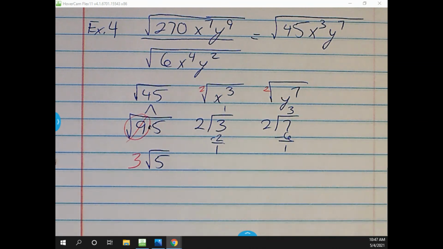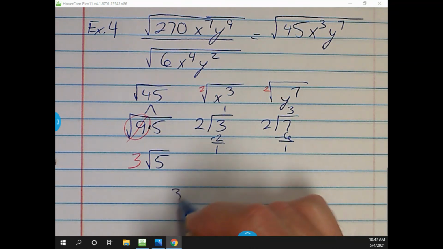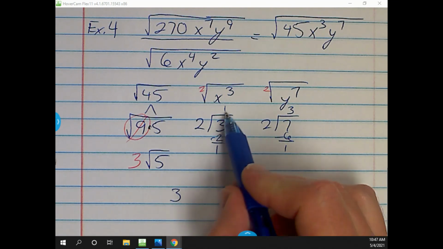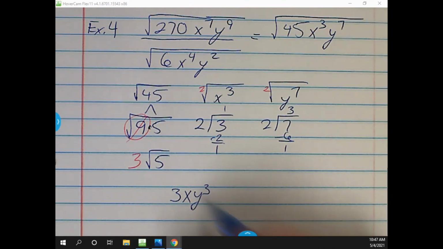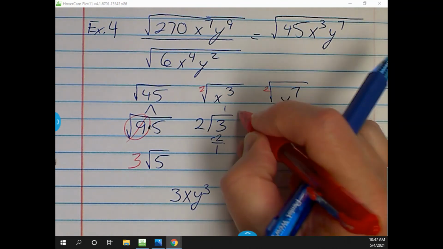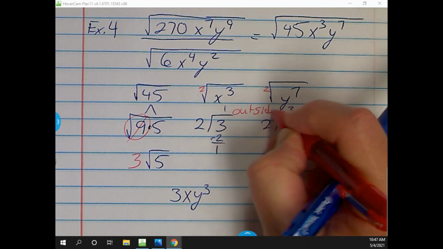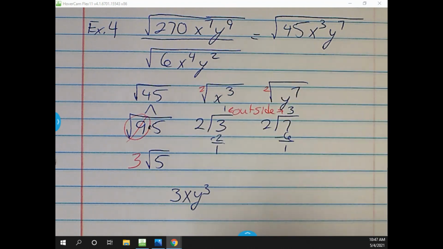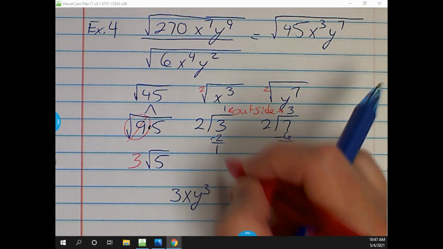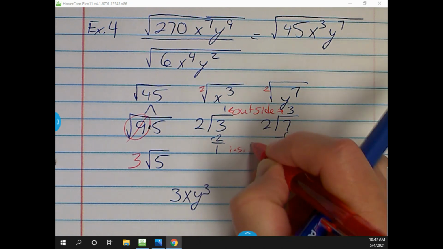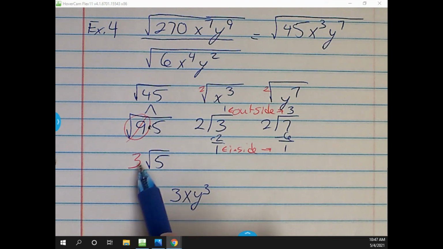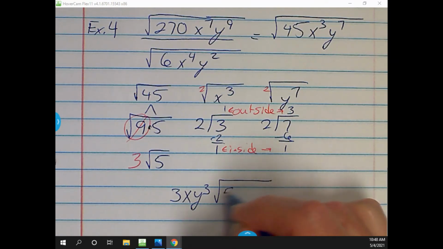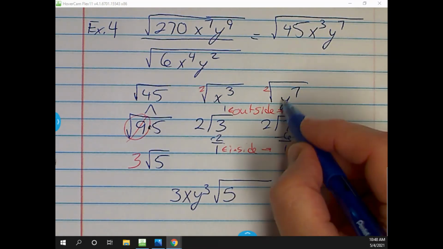Okay, and then we're going to put it all together. So we've got 3 square root of 5. So we've got a 3 on the outside. We've got 1 x on the outside. And we've got 3 y's on the outside. So remember that top number up here, that's always the exponents that go on the outside. Everything that's left over, since that's the remainder, has to be what's on the inside. So we've got a 3, x to the first, and y to the third on the outside. On the inside, we've got 5, and then x to the first, and then y to the first.